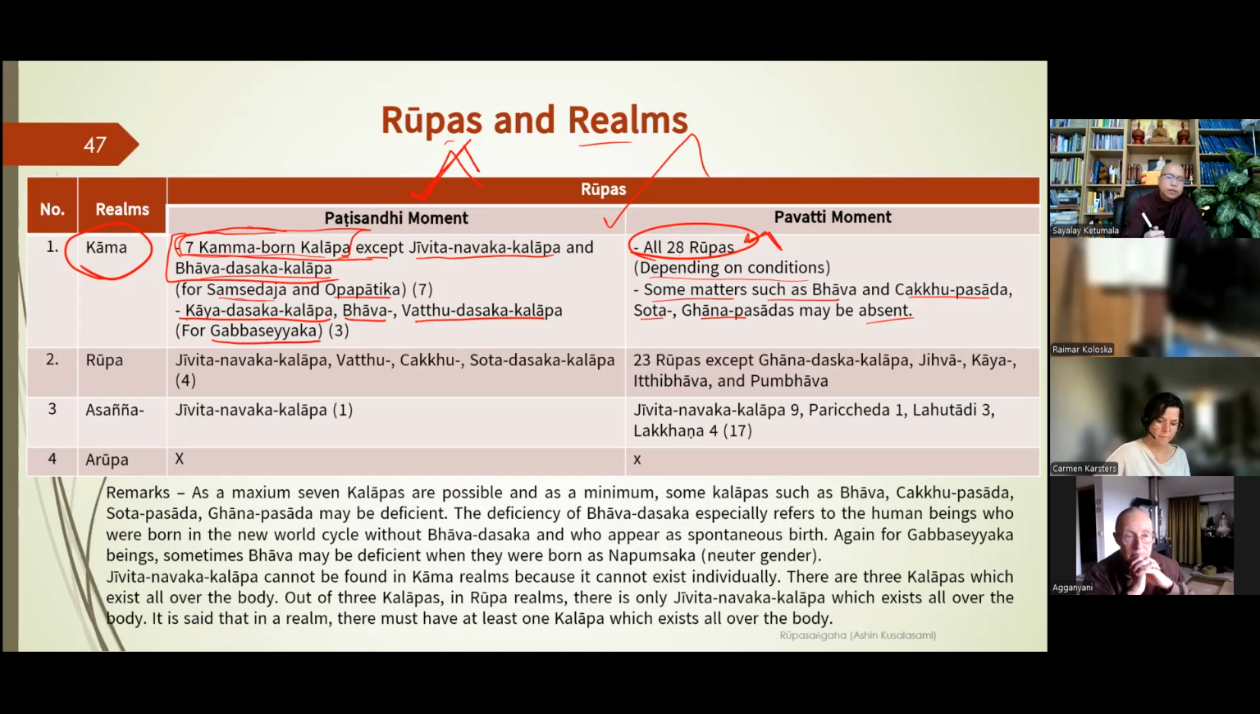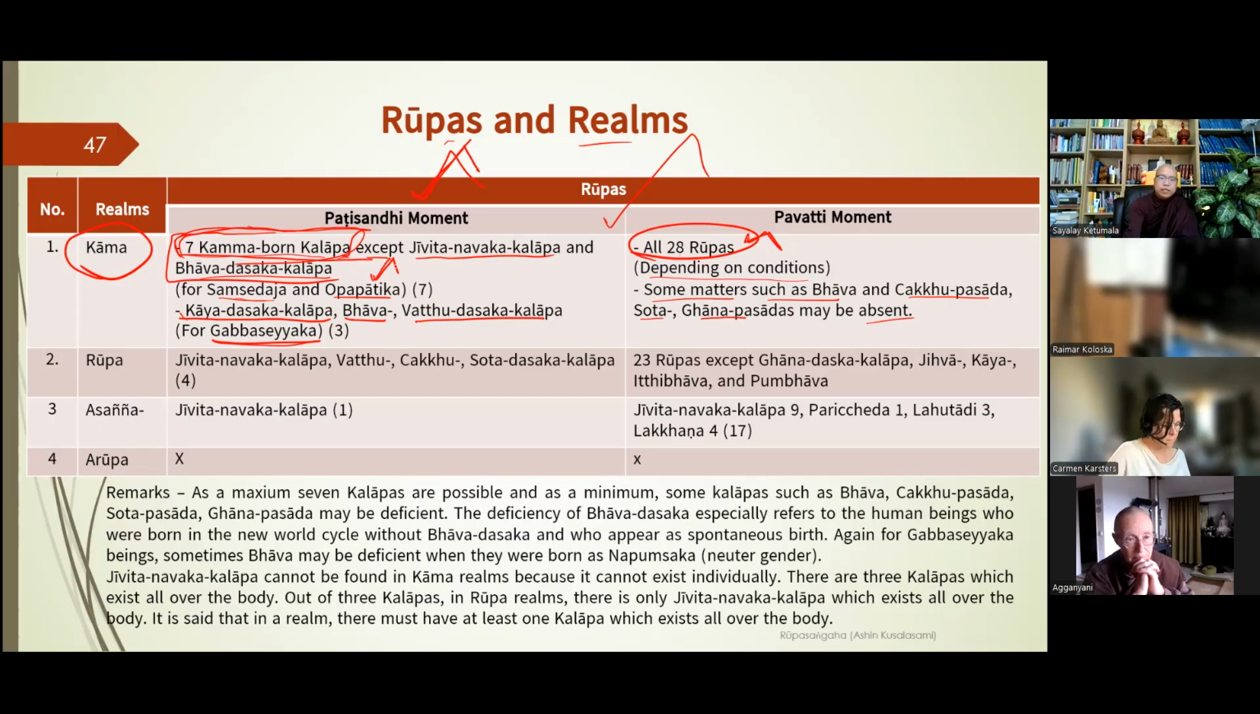Okay, so some people ask me, for the devas, why do seven karma-born kalapas exist, while for human beings in the womb, only three kalapas? It's logical.